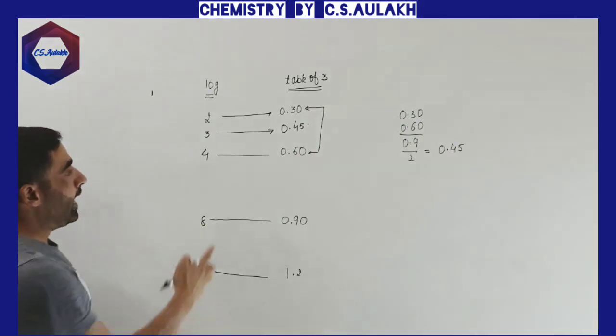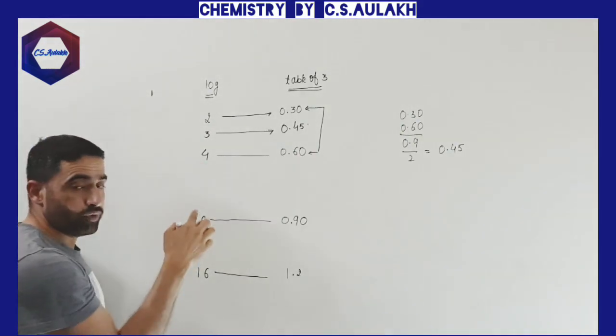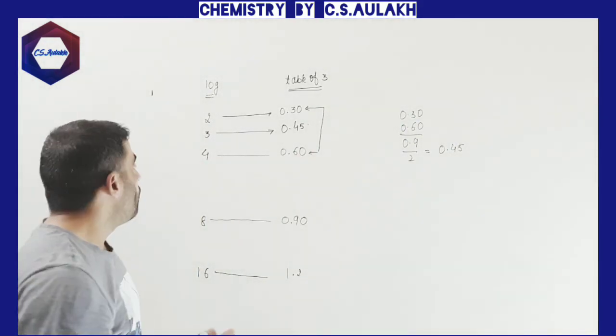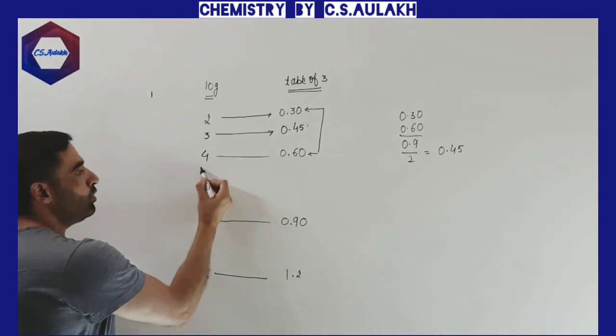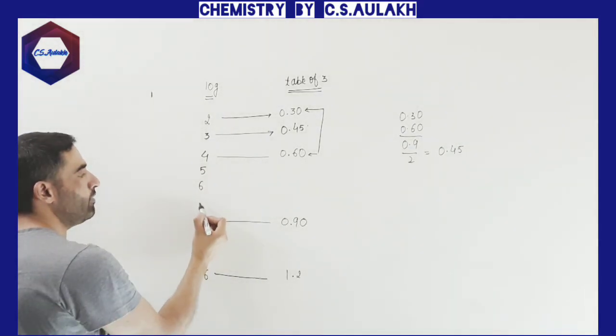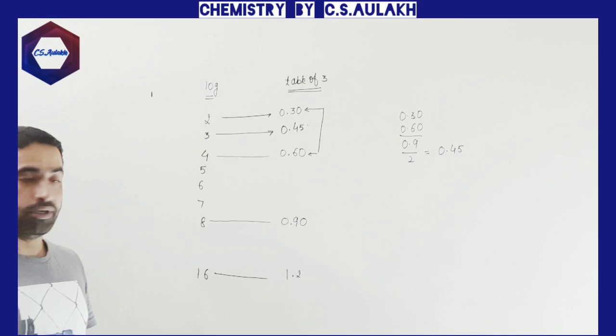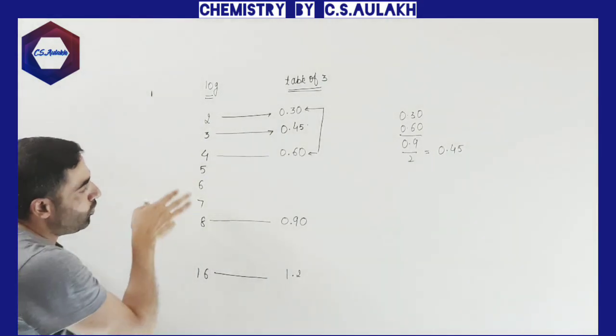Similarly, if you calculate the mean of these two values, one is 4 and the other is 8. What is the mean value? Then this is 5, then this is 6, then this is 7. So there are 3 digits in between 4 and 8.